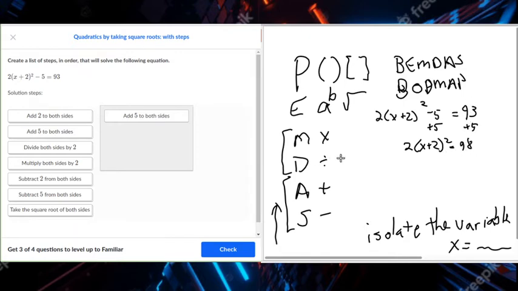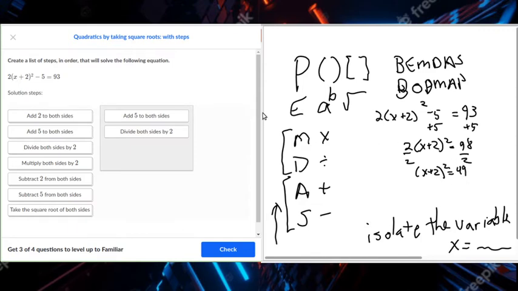All right, and then what are we going to do next? We're going to move up here and multiply or divide, and we're outside the parentheses. We didn't get to parentheses yet. We're outside the parentheses, so we're going to have to divide by 2. And here's that step. Divide both sides by 2. There it is. And we're going to end up with x plus 2 quantity squared is equal to 49.